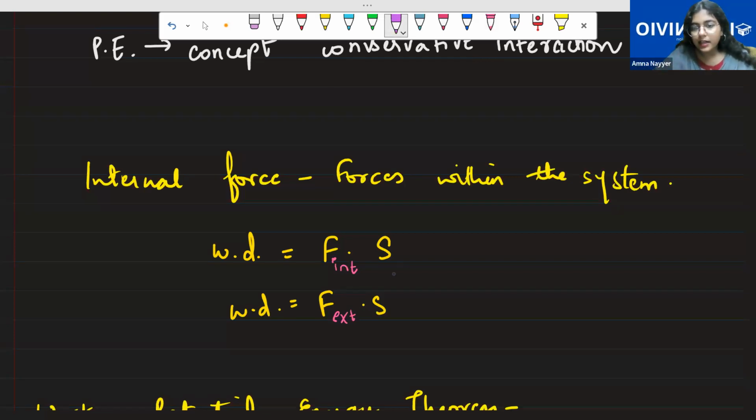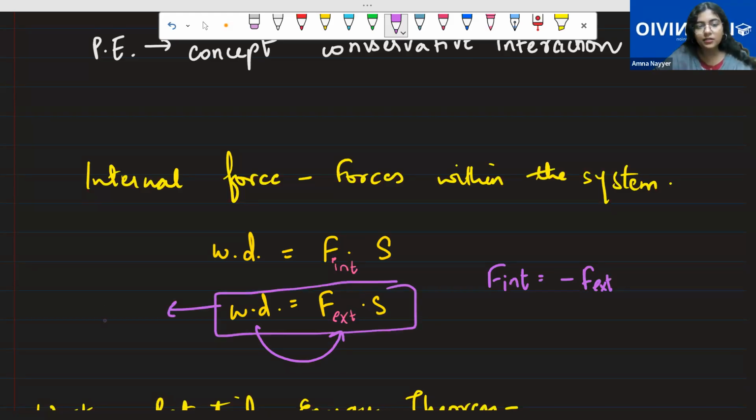So see, internal forces are negative of the external forces, or you can say external forces are negative of internal. They are just opposite. But the potential energy will use the work done by the external force only. So what if the internal is given? Then if internal is given, you use this relationship and calculate the external. Your external will be given as negative of F internal.